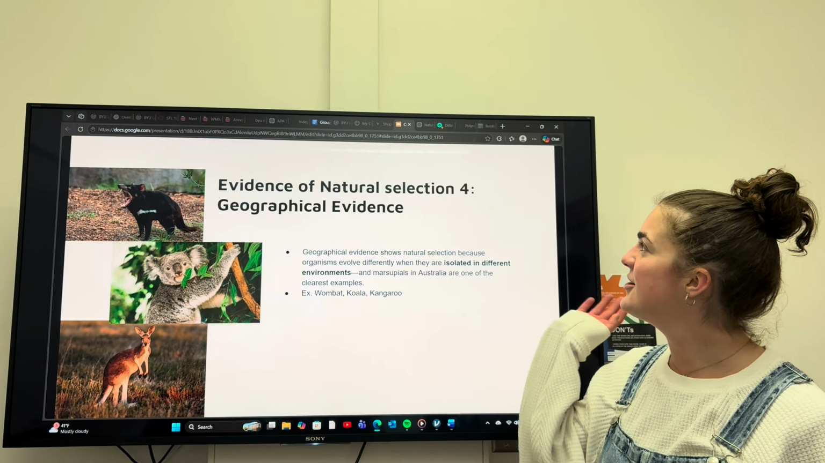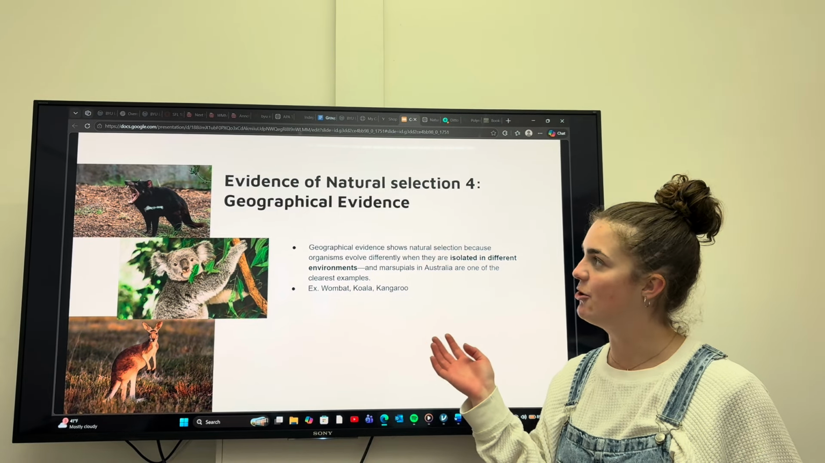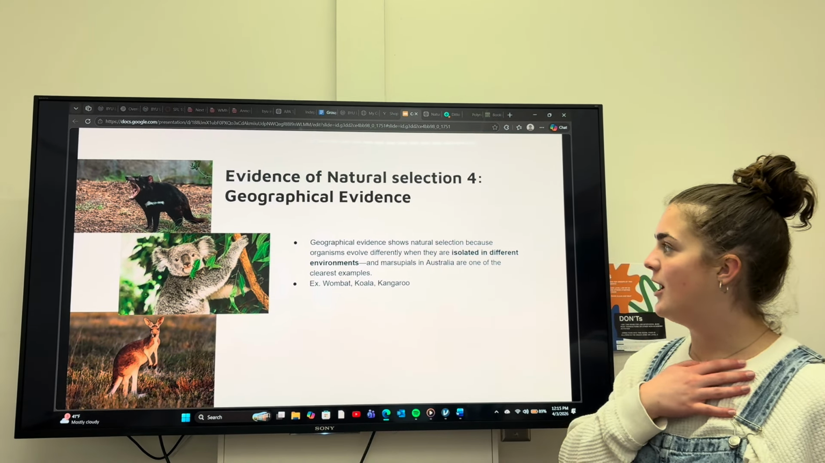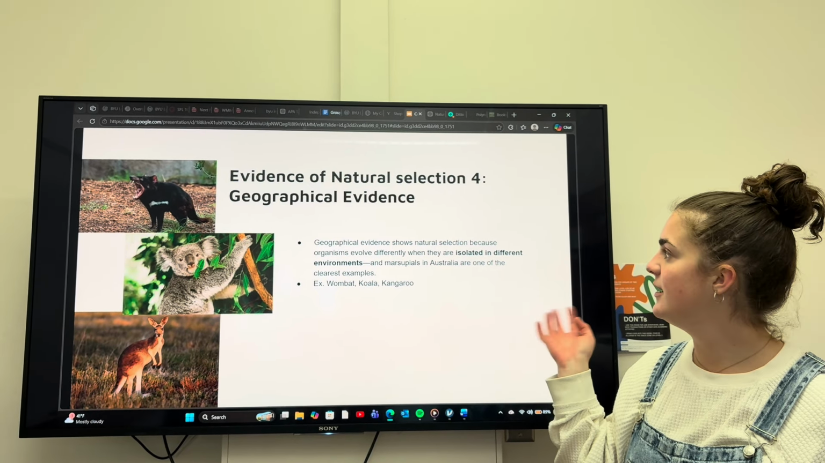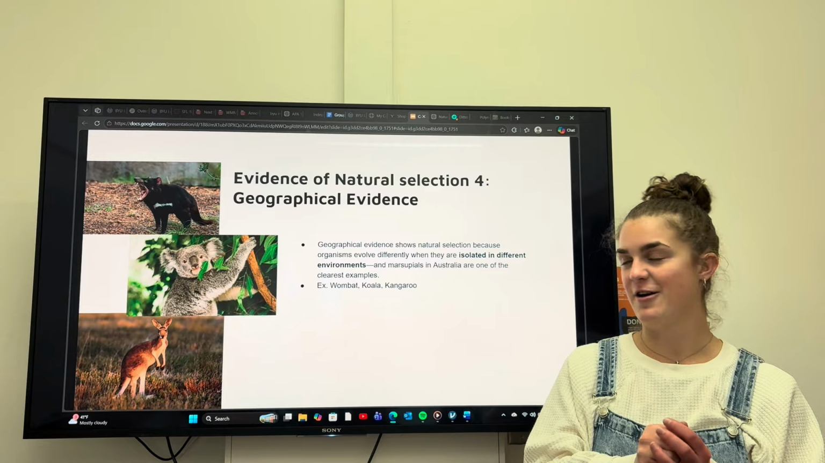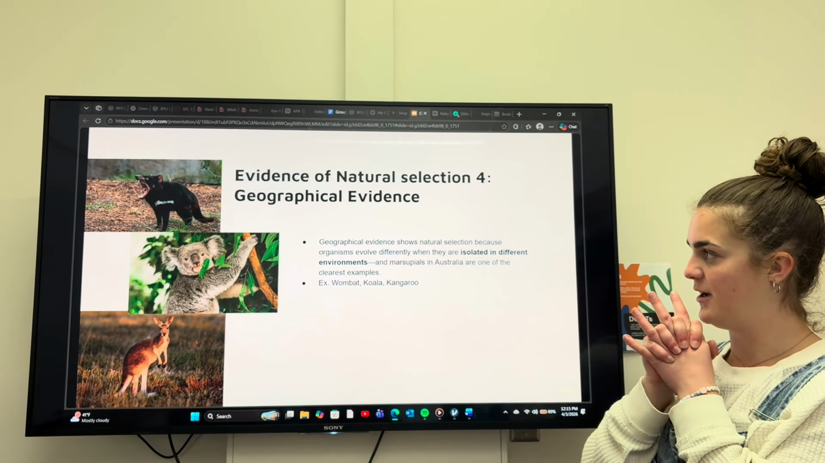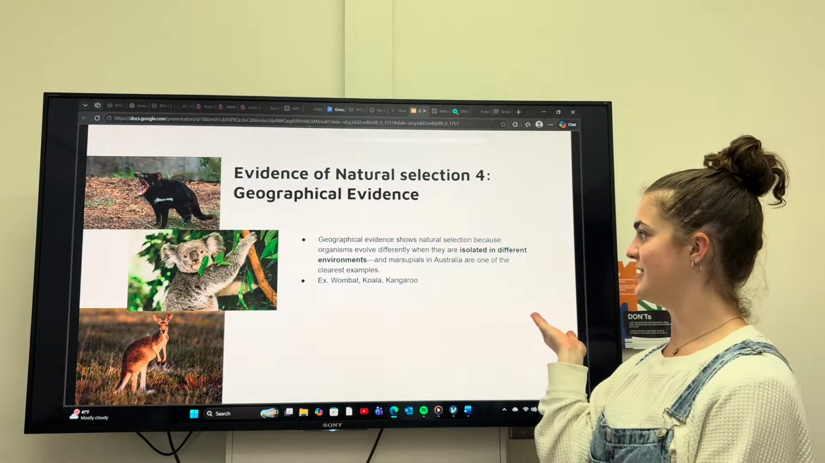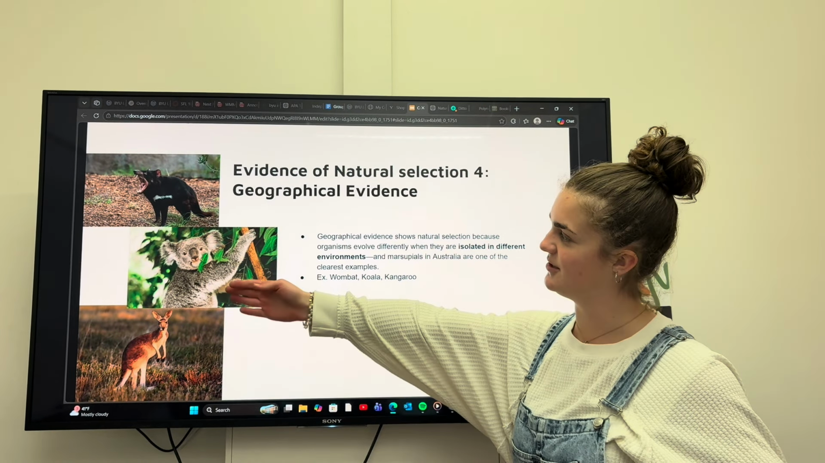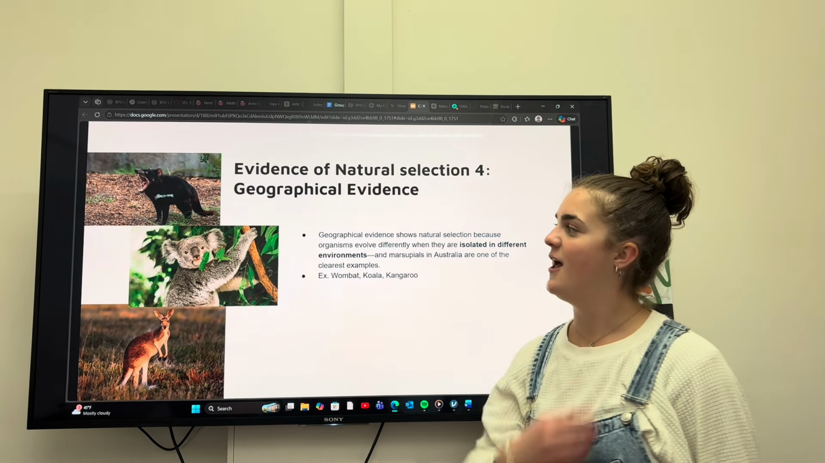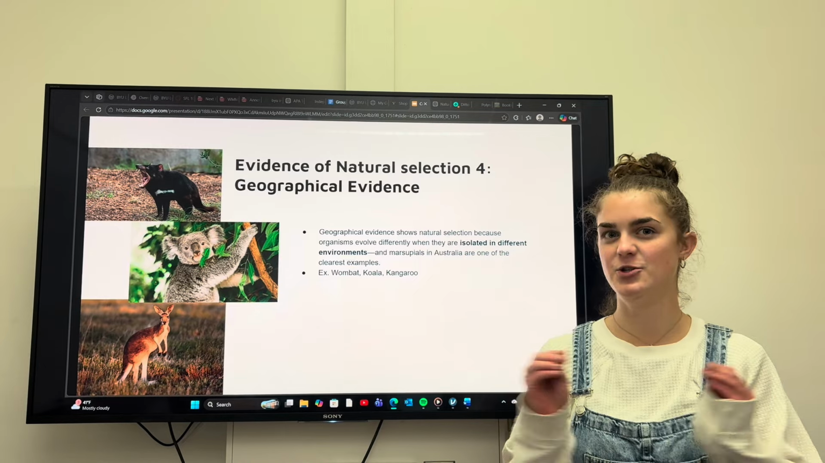Okay, so another piece of evidence of natural selection is geographical evidence. So geographical evidence shows natural selection because organisms evolve differently when they're isolated in different environments. An example of an isolation of a population would be marsupials in Australia. So those would be things like kangaroos or koalas or wombats. They have unique features that are very specific to marsupials.